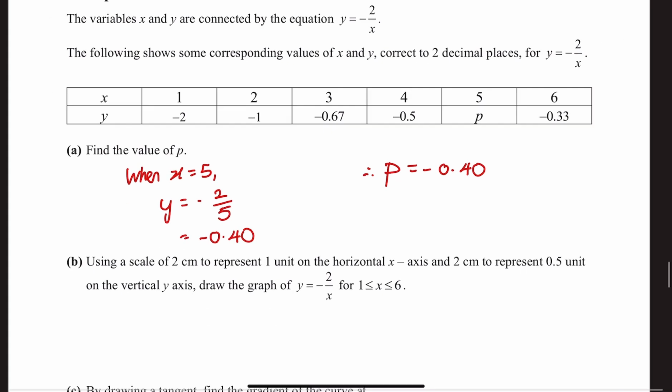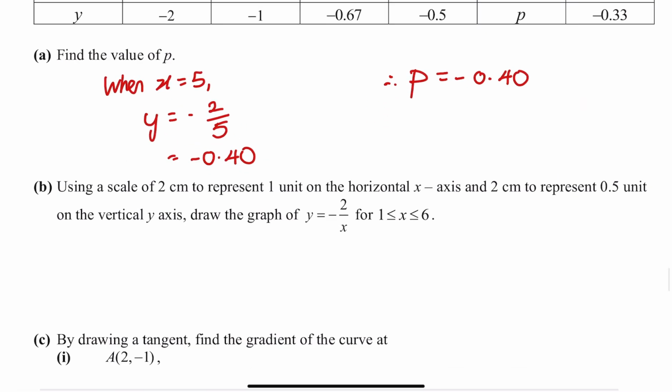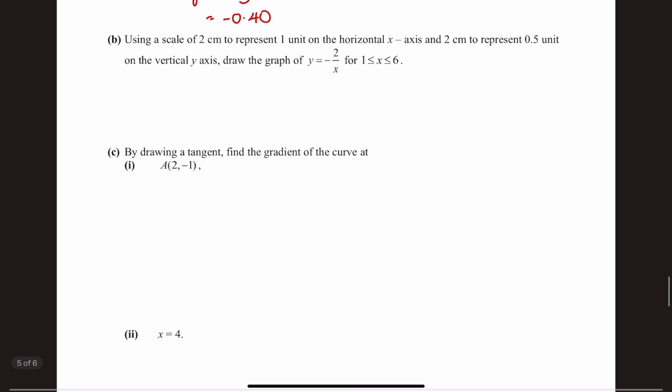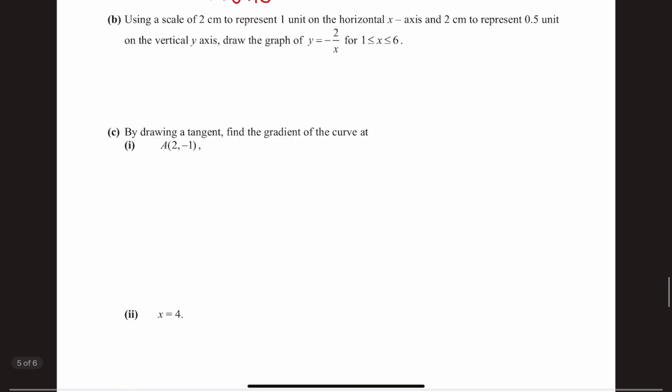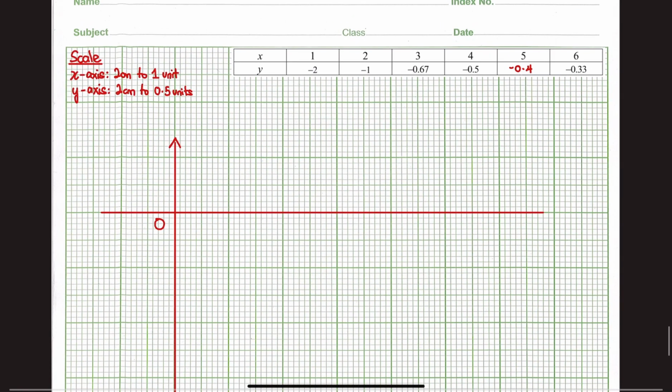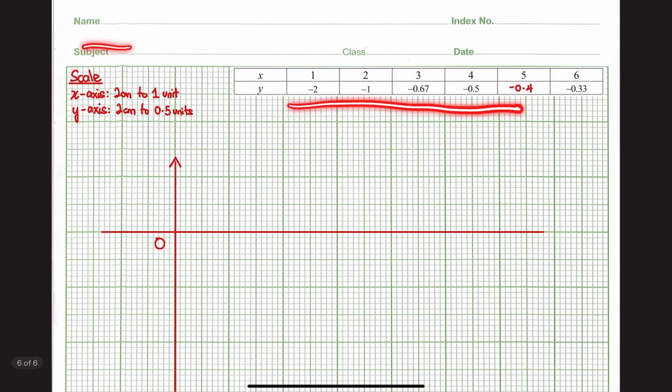Part B over here. Using a scale of 2 cm to represent 1 unit on the horizontal x-axis and 2 cm to represent 0.5 units on the vertical y-axis, draw this graph for the range of x between 1 to 6. Okay, so over here, very simply, we can now sketch my graph. So you need to take out a piece of graph paper now. Okay, I've placed the table of values here and also the scale, so you can refer very easily.